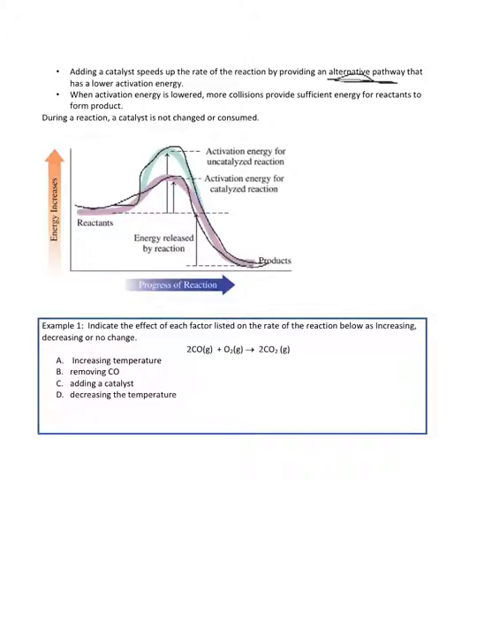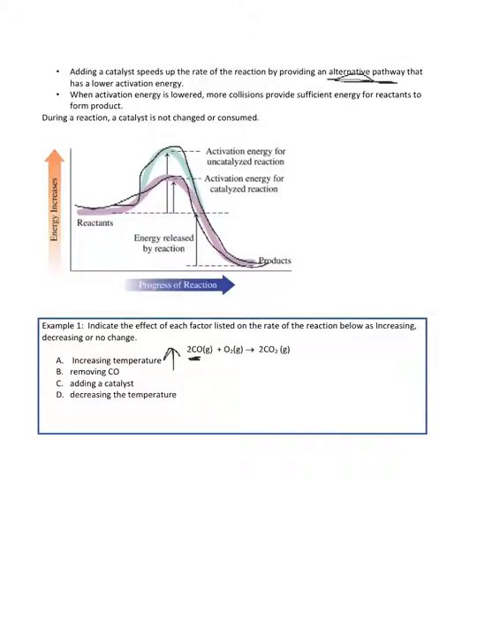Example 1. Indicate the effect of each factor listed on the rate of the reaction as increasing, decreasing, or no change. So we have this reaction here. We're mixing carbon monoxide gas and oxygen gas to get carbon dioxide gas. If we increase the temperature, what is going to happen to the rate of the reaction? Well, we said that increasing the temperature increases the kinetic energy of the molecules, which makes them move faster, which should increase the rate. So we're going to say this is increasing. Increasing temperature, increasing rate.